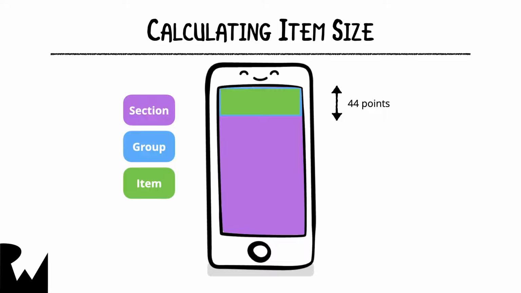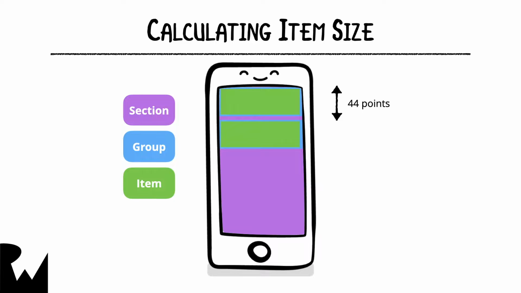So you have items that take up the entire group, which means that if you want to display one item, it would look like this. What if you wanted to display more than one item? Well, each item will be contained within its own group, all of which live inside the section.